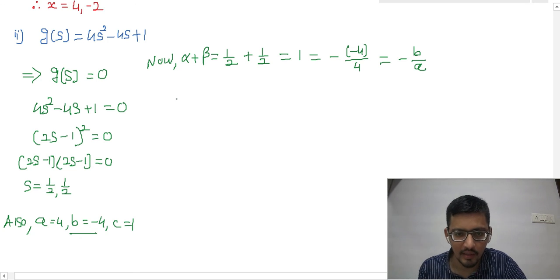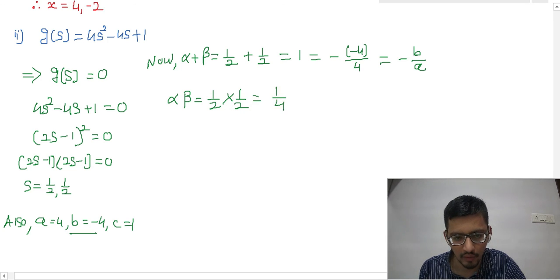The sum of roots you got is -b by a. Now you will do the product of roots. Product of roots is alpha beta. That means 1 by 2 multiplied by 1 by 2, which is basically 1 over 4. Now directly you can write: 1 is C, and 4, as you can see, is A. The answer is C over A. Done, verification done, hence verified. You can write the conclusion.